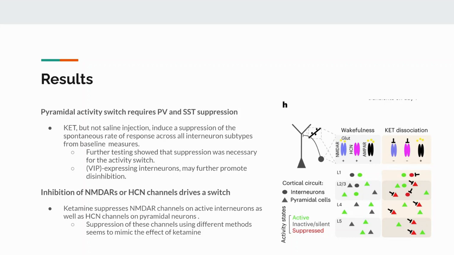It also seems that the inhibition of NMDAR, or HCN channels, drives the switch of pyramidal activity. Ketamine suppresses NMDAR channels on active interneurons, as well as HCN channels on pyramidal neurons. Suppression of these channels using different methods seems to mimic the effect of ketamine.